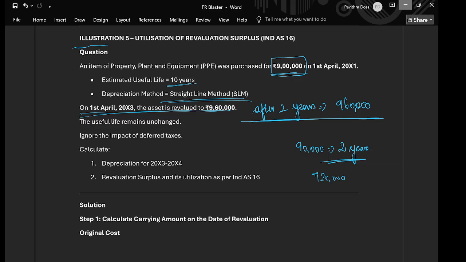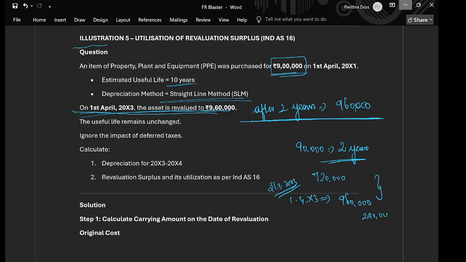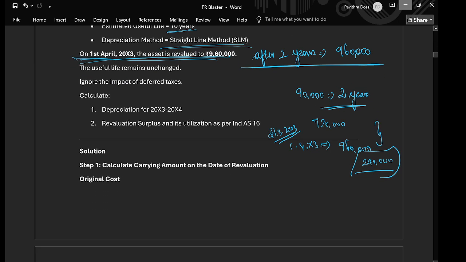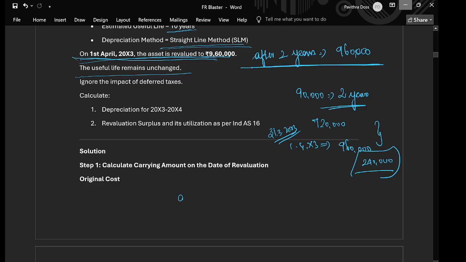Depreciation will be charged up to 31/3/2000 for 2 years, and on 1/4, the next date, it is becoming 9 lakh 60,000. So there's a revaluation surplus of 2,40,000. Clear? So this 2,40,000 is a revaluation surplus. Now, the useful life remains unchanged, they have given.